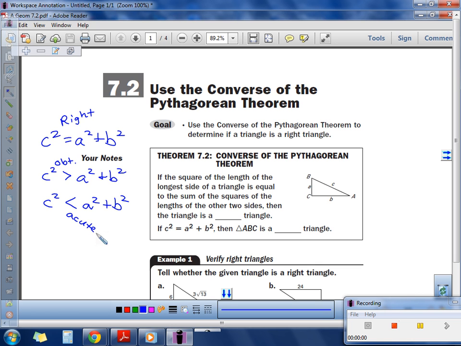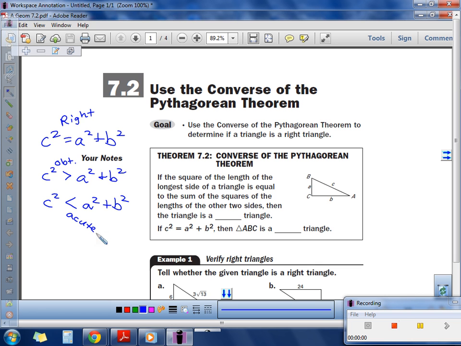This is why we use CAB. If you think of it, less than means small, so small goes right with the word acute triangle. Greater than means big, so does the word obtuse. These go hand in hand. But if you start using ABC, a squared plus b squared equals c squared, you're going to get these wrong. You have to use CAB.